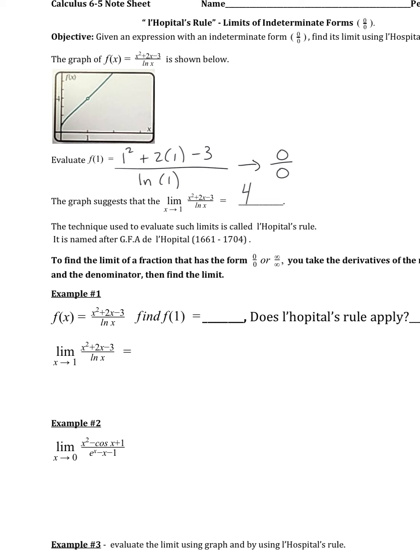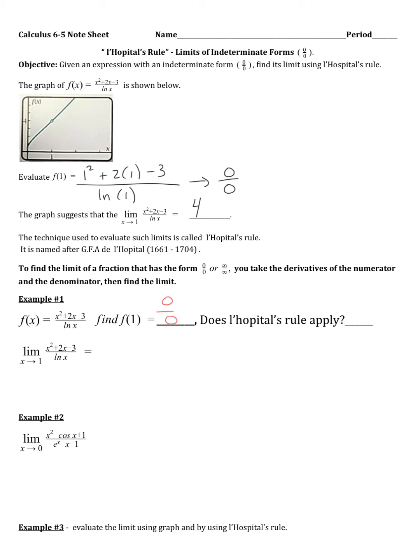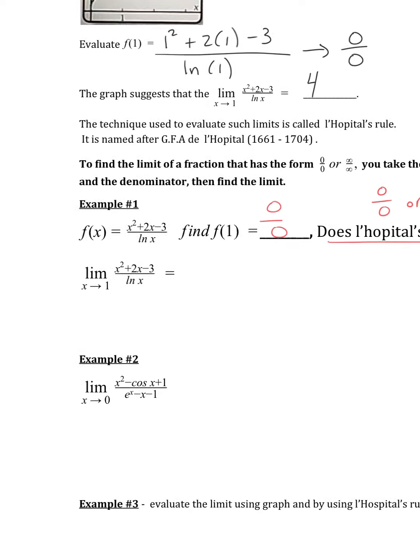So let's go to example number 1. If we plug in f of 1, again, we already talked about this example above, we do get 0 over 0. 1 squared plus 2 times 1 minus 3 gives us 0. ln 1 also gives us 0. Does L'Hopital's rule apply? Yes. L'Hopital's rule applies for anything that is 0 over 0 or infinity over infinity. So let's apply it.